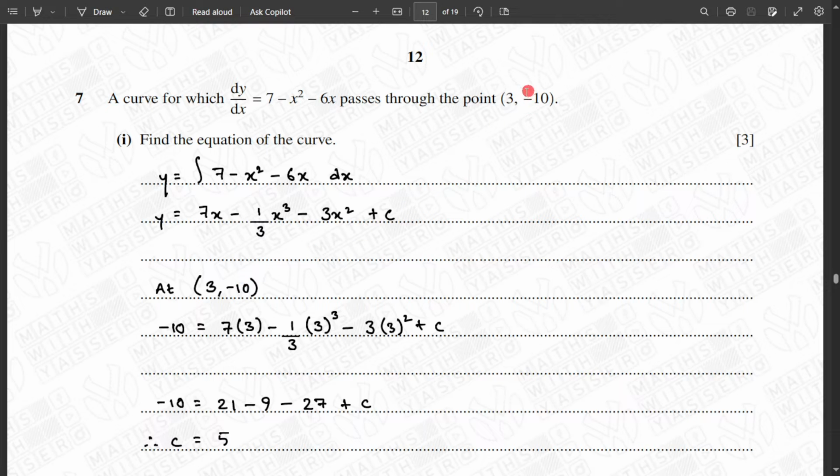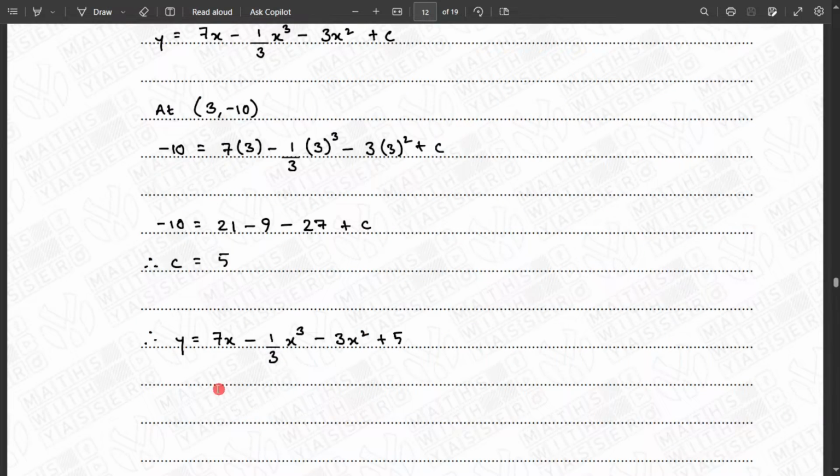So with the help of this coordinate, we can find the value of c, the constant. So we can write y is minus 10 and x will be 3. So that will give us minus 10 is equal to 21 minus 9 minus 27 plus c. So c should be 5. So the equation of the curve must be y equals 7x minus 1/3 of x cubed minus 3x squared plus 5.